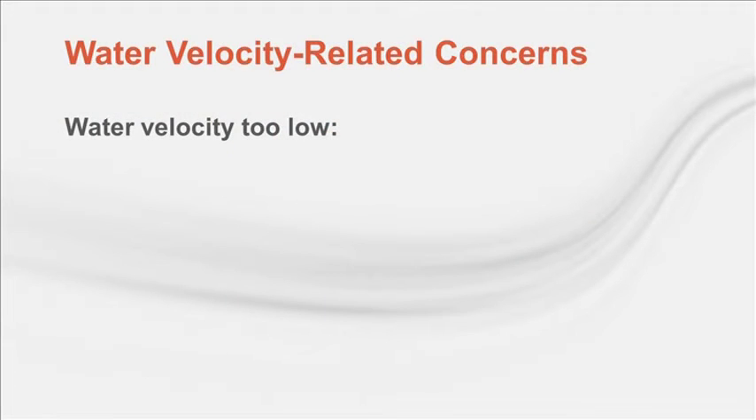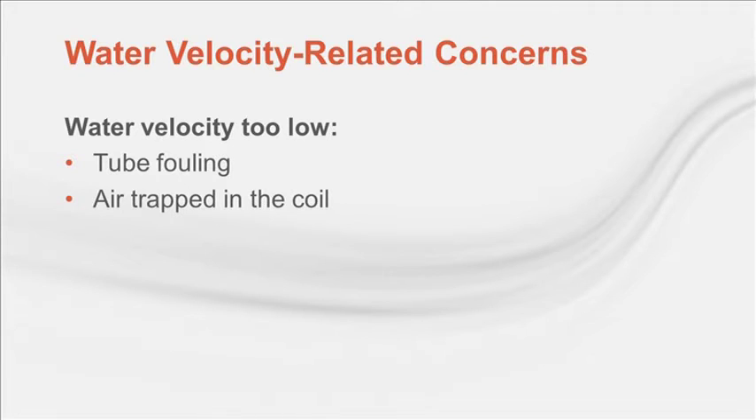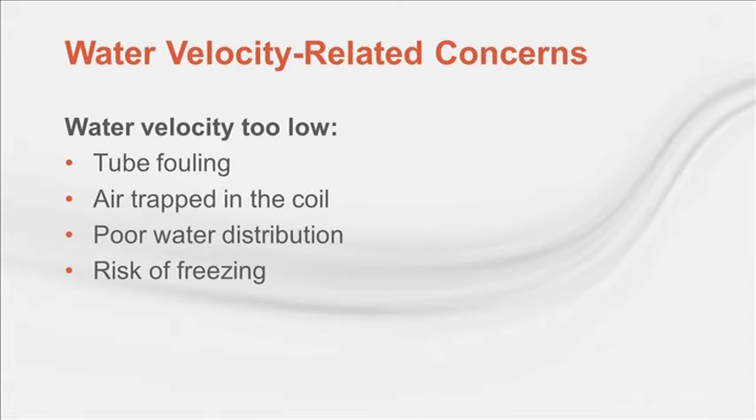Consequences of too low of water velocity include tube fouling from sediment scaling or microbial growth, air trapped inside the tubes, which causes a loss of capacity, noise, or vibration, poor distribution of water in the coil, resulting in non-uniform coil face temperatures, and a higher risk for water freezing inside the tubes.